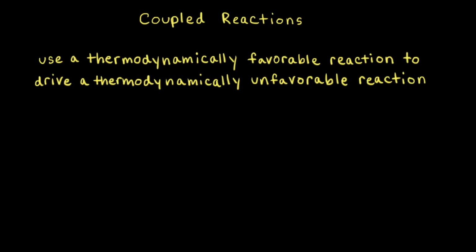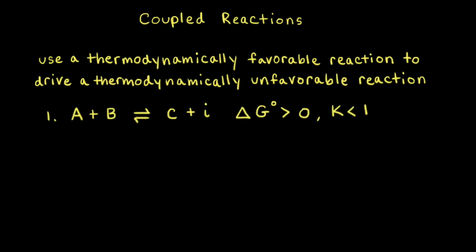Coupled reactions use a thermodynamically favorable reaction to drive a thermodynamically unfavorable reaction. For example, let's look at a hypothetical reaction where reactants A and B combine to form products C and I. The standard change in free energy for this reaction, delta G naught, let's say, is greater than 0. And when delta G naught is greater than 0, that's a thermodynamically unfavorable reaction.